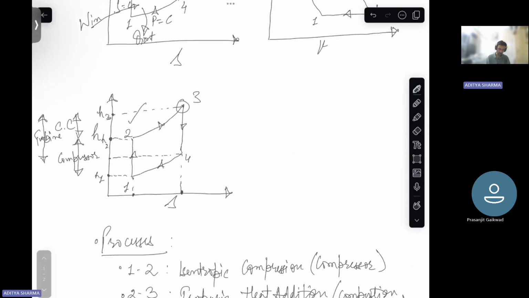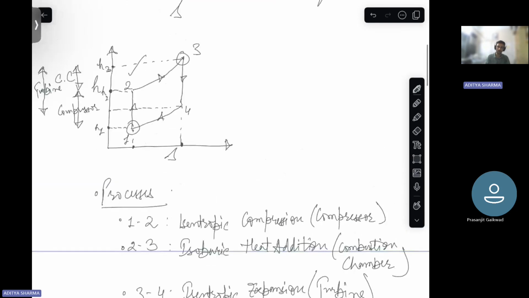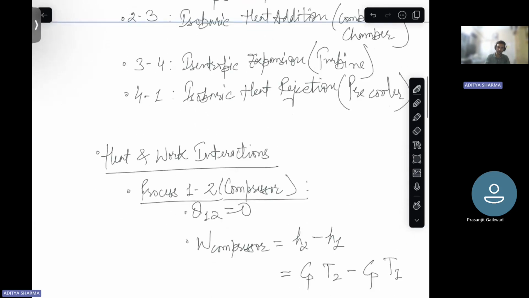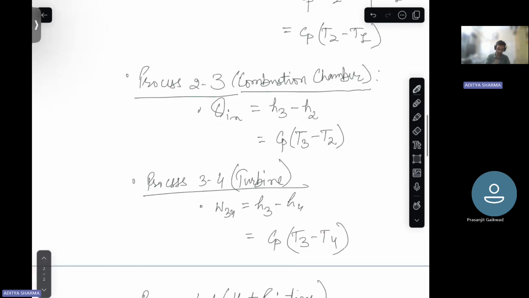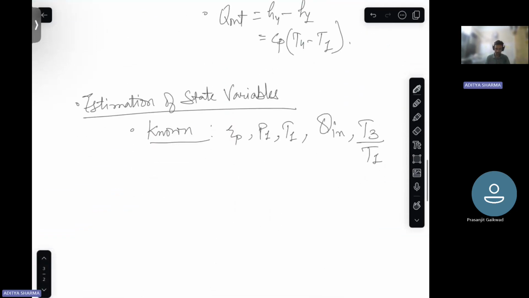Basically, T3 is where your working fluid exits the combustion chamber, so the working fluid will be at highest temperature here. And T1 is where it enters the compressor, so this will be at lowest temperature. So T maximum by T minimum, T3 by T1, is also denoted by beta. So these are known to us.